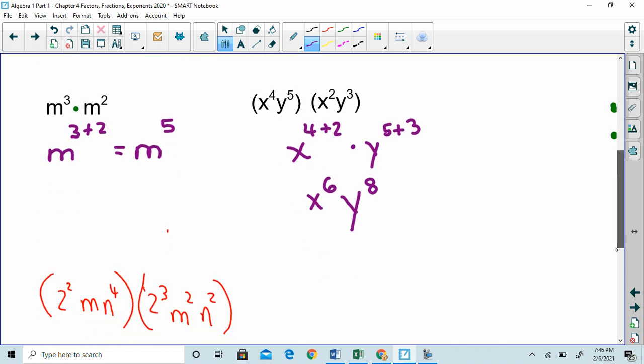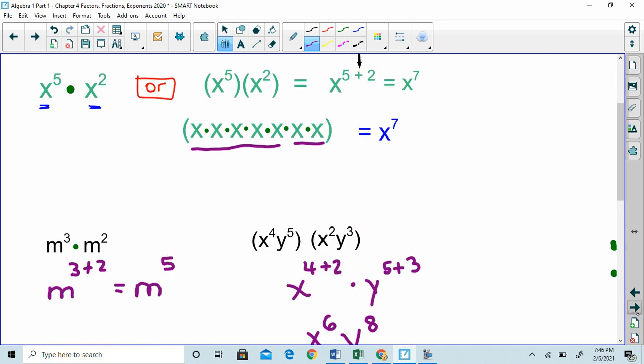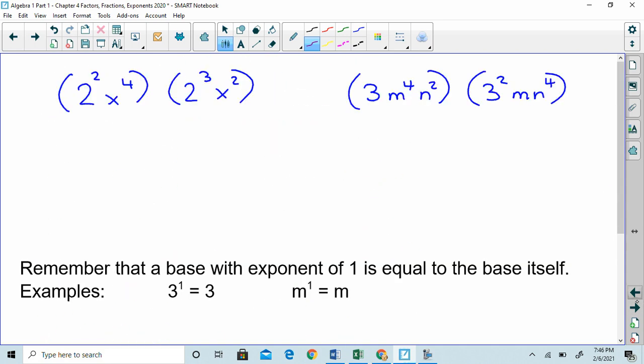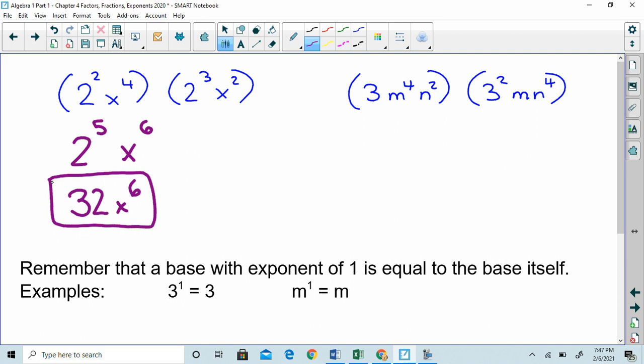In my next example, I'm going to put in some numbers as well. When I'm looking at bases, whether they're numerical or variable, we're going to keep the base and add exponents. 2 plus 3 is 5. I'll keep the base and add exponents. 4 plus 2 is 6. Since I have a number base here, I can multiply out 2 times 2 times 2 times 2 times 2, and that will give me 32 x to the sixth. And that's its simplest form. The only thing we can do with this is evaluate if I give you the value of x.